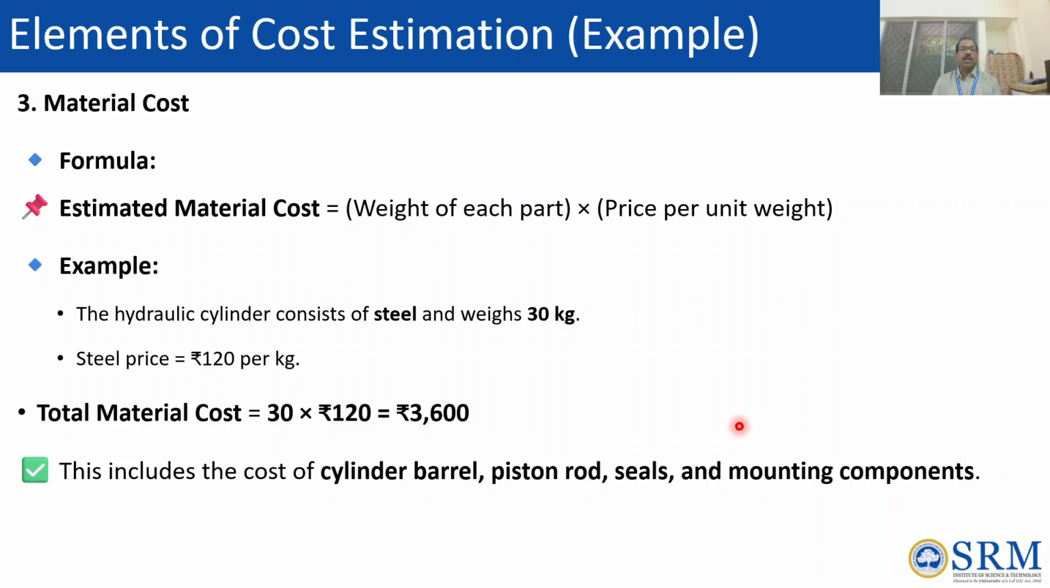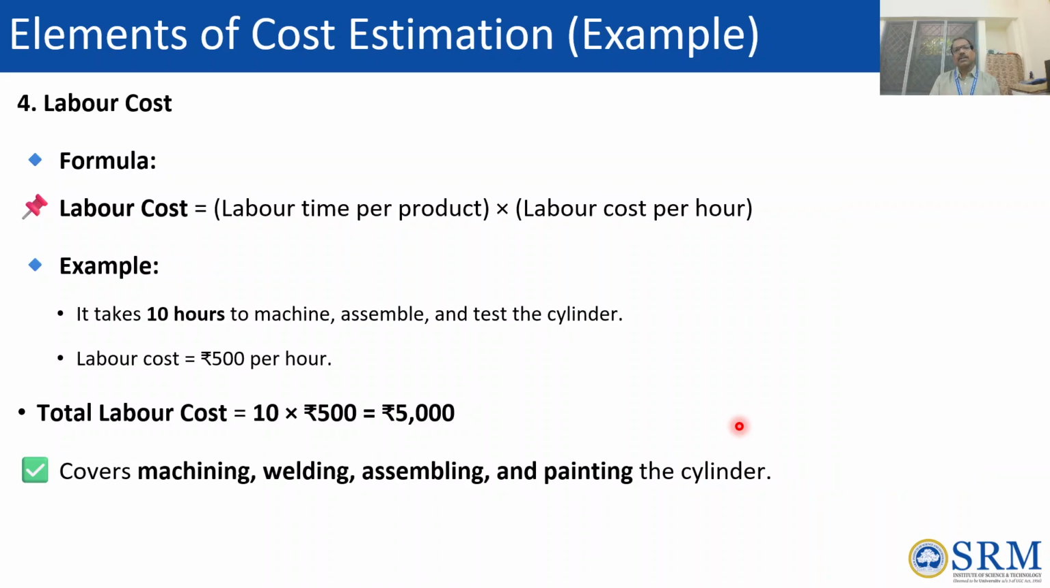This includes the cost of all the components like the cylinder barrel, piston rod, seals, and mounting components, which come with the steel. If you have other components also, then you need to add those here for calculating the total material cost needed. Then labor cost: labor time per product times labor cost per hour. It takes 10 hours to machine, assemble and test the cylinder. So one hydraulic cylinder needs 10 hours to put together.